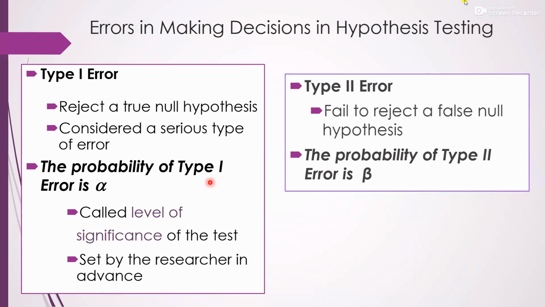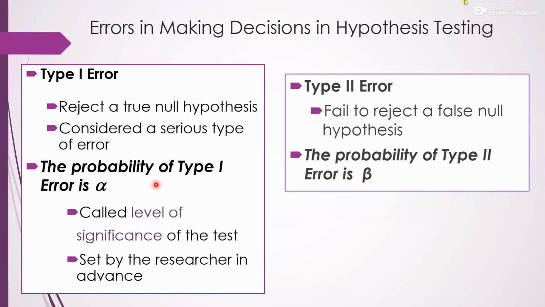Here, the probability of type 1 error is taken as alpha. This occurs due to sample variability, because from sample to sample our results will differ. So to accommodate this sample variability, we take the probability of type 1 error as alpha, which is called the level of significance of the test. The level of significance of the test indicates the probability of type 1 error.